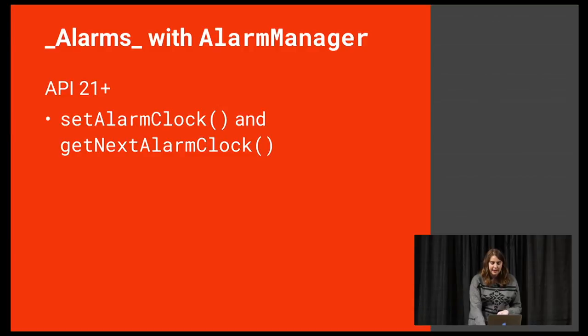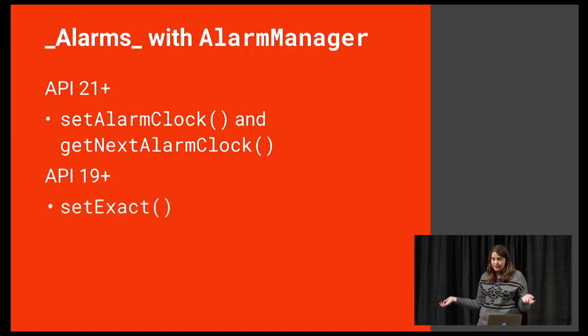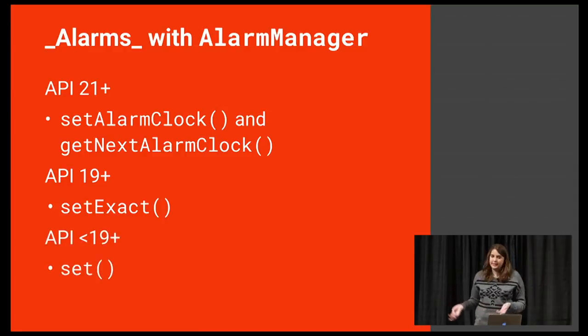If you're not quite to 21, but you're on KitKat, you can just call setExact, because we're not worried about doze on an older phone. But you know exactly that this time is going to happen because setExact will be honored. And then finally, for before KitKat, you can just use set directly, because we didn't introduce exact timing until after that. And so that's how you would cover actual important alarms.